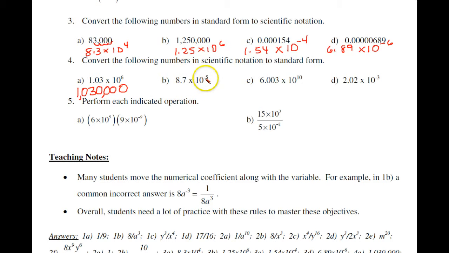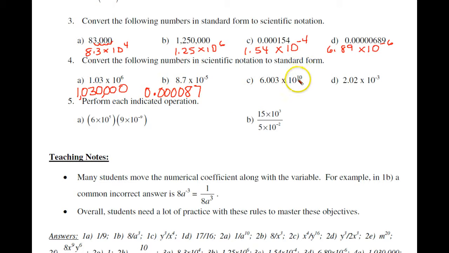Now this is a negative 5 here. So I have 8, 7. The decimal point is there. How many decimal places do I need to make this a small number? Well, I got to move it 5 places. So there's 1. How many zeros do I need to add? 4. 1, 2, 3, 4. And fix the 0.